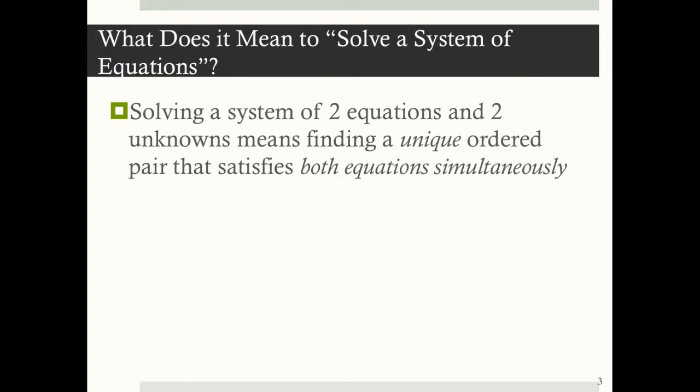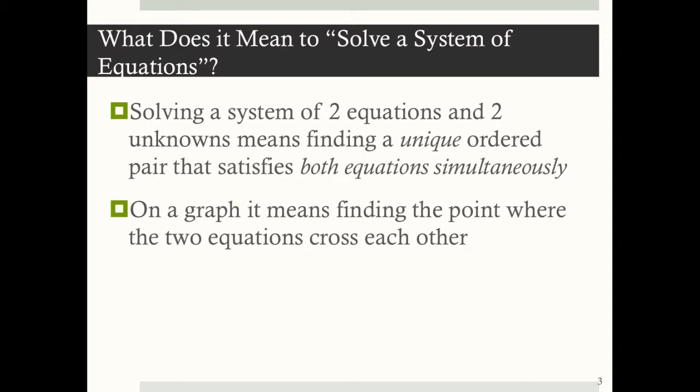So what exactly does it mean to solve a system of equations? This means just finding a unique ordered pair that satisfies both equations simultaneously. So on a graph, it just means finding that point where the two equations intersect each other.